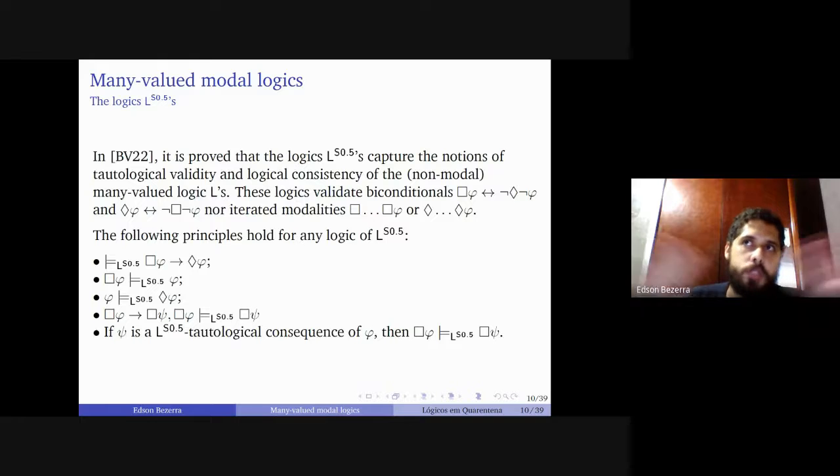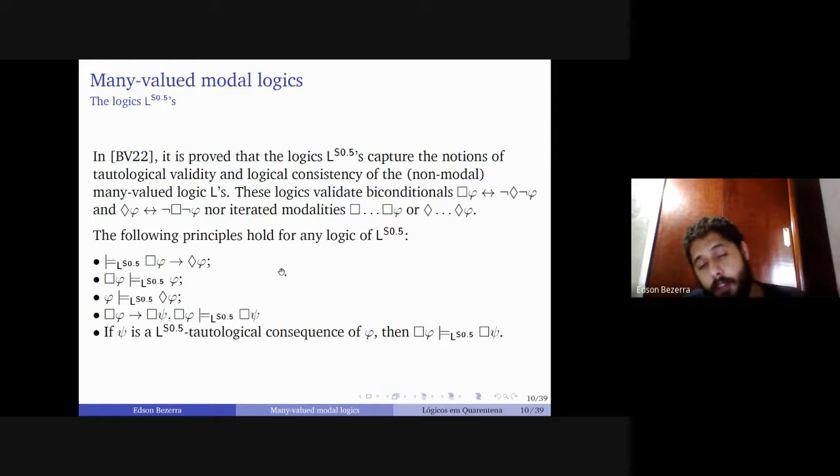Because we are considering a wide family of logics, many modal principles are not valid. For example, the axiom K is not valid when the many-valued logic is the logic of paradox. The necessitation rule is not valid when we consider strong Kleene logic. So many of these modal principles are not valid in general.